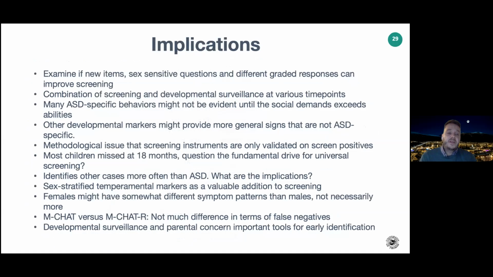So we have some implications. So where do we go from this? And I think that it's all about examining if new items, if we can make sex-sensitive questions, different graded responses, to look if that can improve screening.